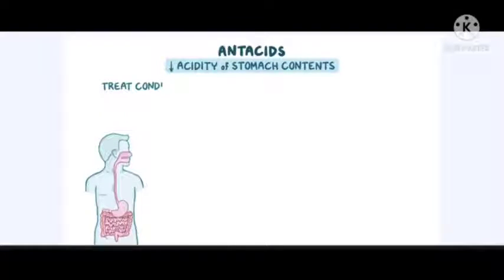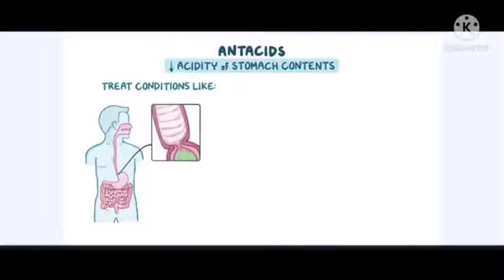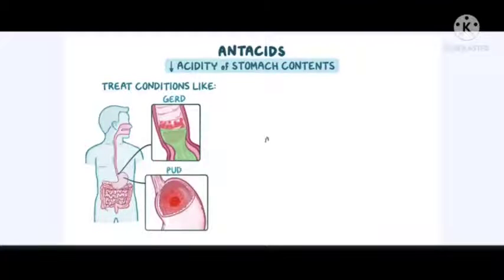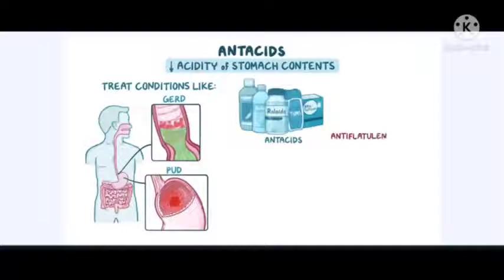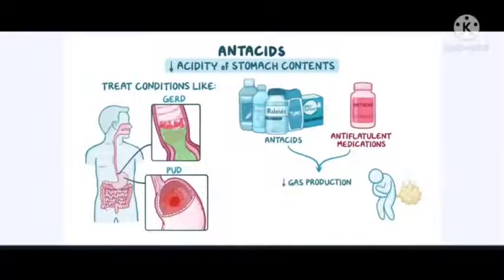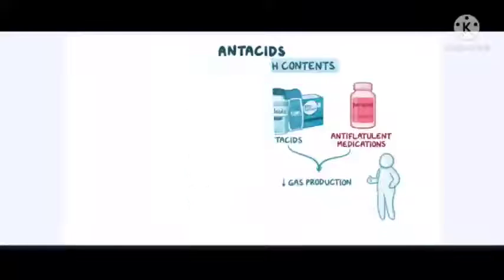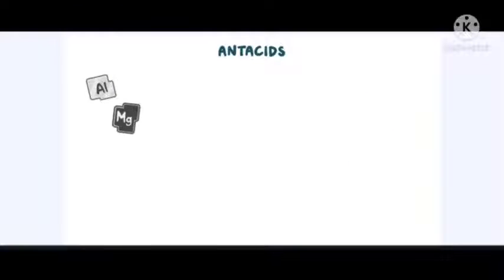Antacids are acid-reducing medications that directly lower the acidity of stomach contents. They are used to treat conditions like gastroesophageal reflux disorder, or GERD, and peptic ulcer disease, or PUD. When combined with anti-flatulent medications like simethicone, they also help decrease gas production, which provides comfort and relief to clients experiencing gas or bloating. Antacids can be made up of aluminum, magnesium, calcium, or sodium compounds.